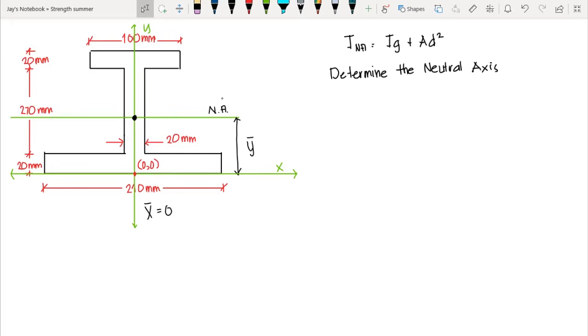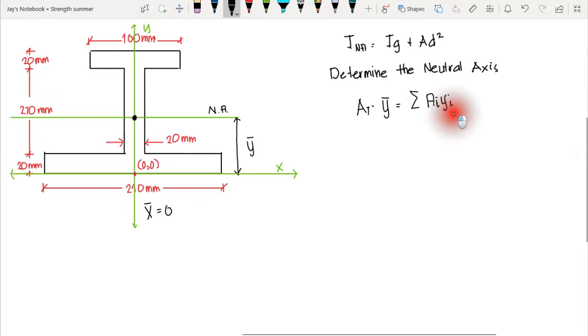Now, since we have a homogeneous section, so we have the same material, let's say that is steel or concrete. So therefore, we could say that we are not dealing with mass here anymore. So we could say that the total area times the barred y is equal to the summation of all the areas. Okay, we can compute our area. So we can divide this section into several areas times the centroid of that area to our reference point. Okay? So our yi here is the centroid of that area from the reference line.